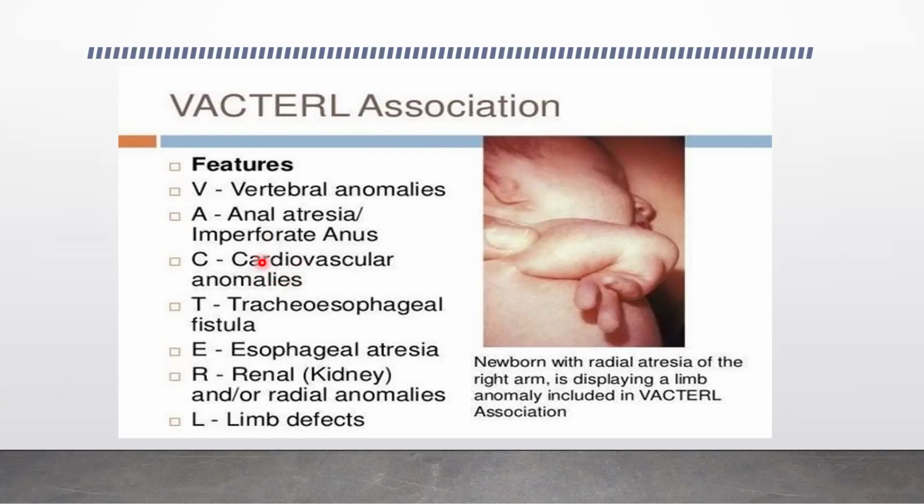Cardiovascular anomalies, most of the time, is ectopia cordis. Then we have tracheoesophageal fistulas, we just covered that, and esophageal atresia, we just covered that. Then we talk about the renal and radial anomalies. For the renal, most of the time it is horseshoe kidney. Then for the radial anomalies, usually you develop dysgenesis of the radius bone. Maybe you can have radial atresia, radial dysgenesis, something like that. Then for the limb deformities, usually clubfoot malformations. Yeah, so that is just the VACTERL syndrome.